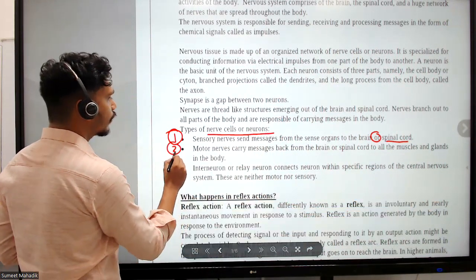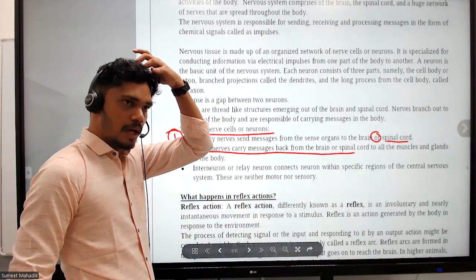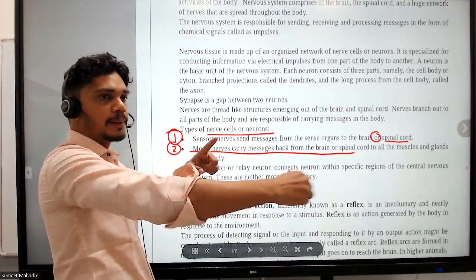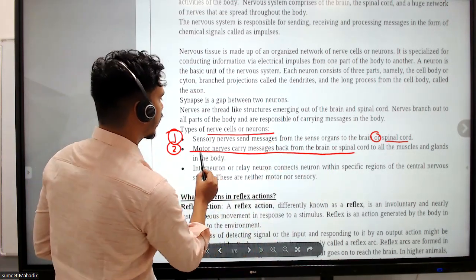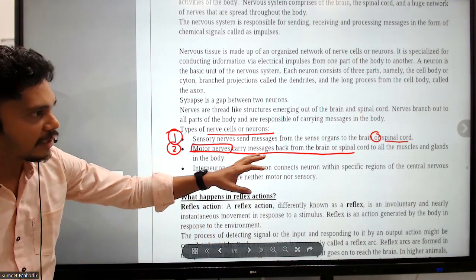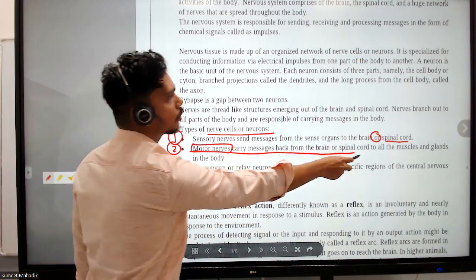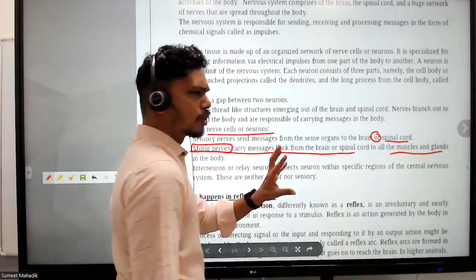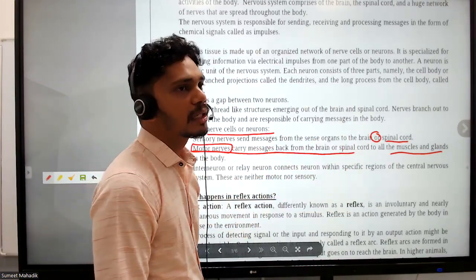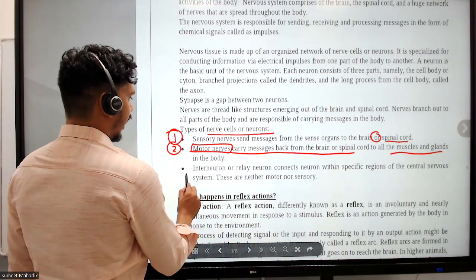Second, motor nerves carry messages back from the brain. Now it's processed. Now the brain has to give the information to the muscle. There is a mosquito, please do something. So the motor nerves come into the picture. Spinal cord to all the muscles and the glands. Who gives the information? To the muscle, to do something; to the glands, to secrete something. Information will go to the glands as well as the muscle.